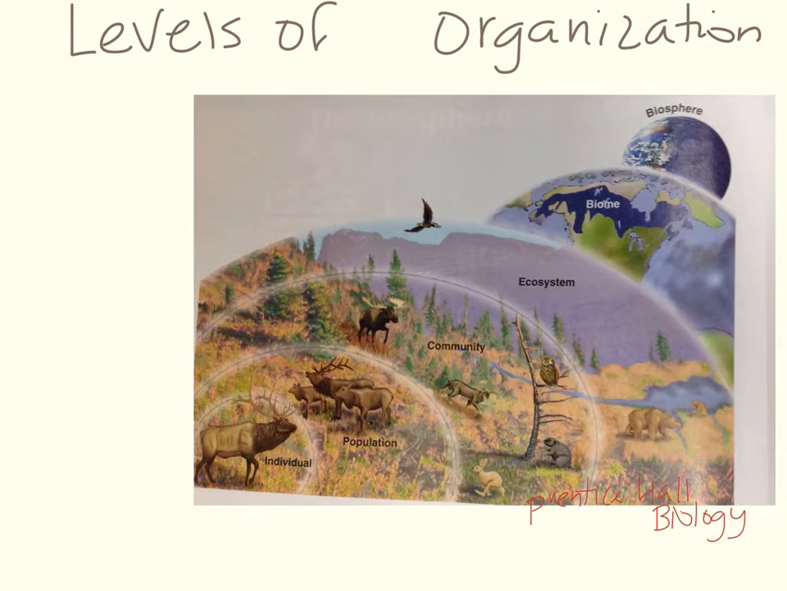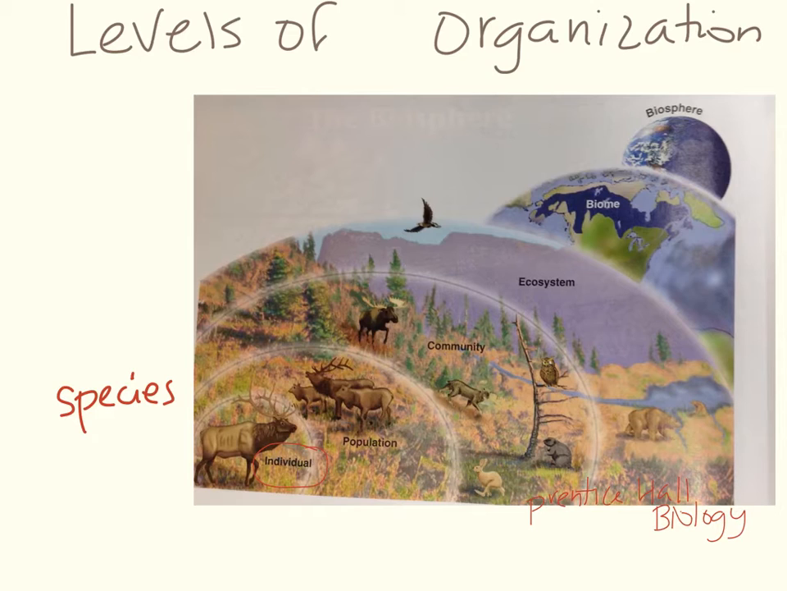In looking at this picture from our Prentice Hall Biology book, we begin our levels of organization with the individual. So we have one particular member of a species. Now, a species is a group of organisms that are so similar to one another that they can breed and produce fertile offspring. So we have our species. So sometimes we will look at a particular individual, and sometimes we will look at that group of species that is there.